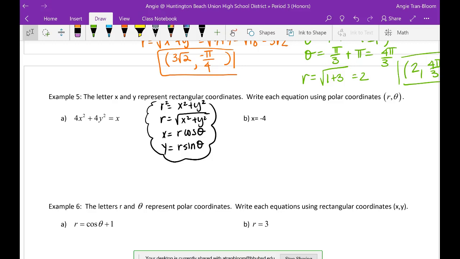So we have 4x squared plus 4y squared equals x. Is it possible to convert one of them right away? Which one can you convert? x. What is x always? r cosine of theta. So this is r cosine of theta. If you divide by 4, the 4 is going to be on this side and it's going to get uglier. I don't want to divide by 4. I do want to factor out a 4.